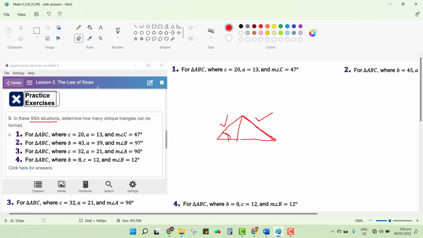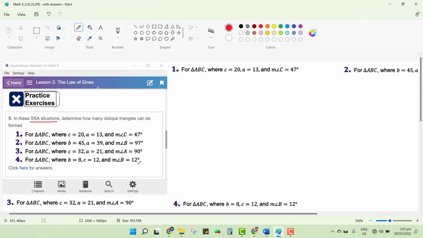So before we could solve items 1, 2, 3, and 4 in determining the unknown measurements or the remaining measurements of the oblique triangle, let us first determine the number of oblique triangles that can be formed in these given situations. We do have differences and criteria in determining how many triangles can be formed here. First and foremost, the given angle is an acute angle. For number one, the given angle is an acute angle here. In number two, it is an obtuse. Number three is a right. And number four is actually considered to be another acute angle.